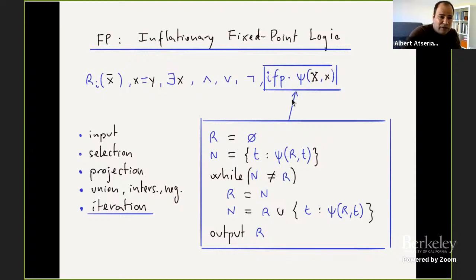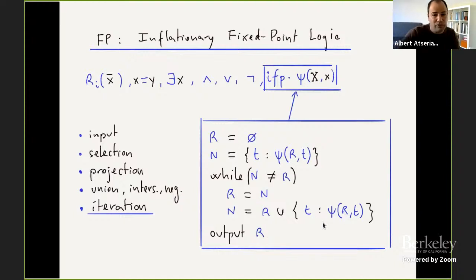Well, that's nothing else than iteration. That's what I wrote here on the left. So I have the usual things: input, selection, projection, Boolean combination, and iteration. What does it mean to iterate? It's this very simple pseudocode. You start with the empty relation, and now you form the relation of tuples that satisfy psi given the current relation, in this case, the empty set. Then while the new relation is not equal to the old relation, you iterate. You update the new relation to be what you had before plus the new tuples that satisfy psi.